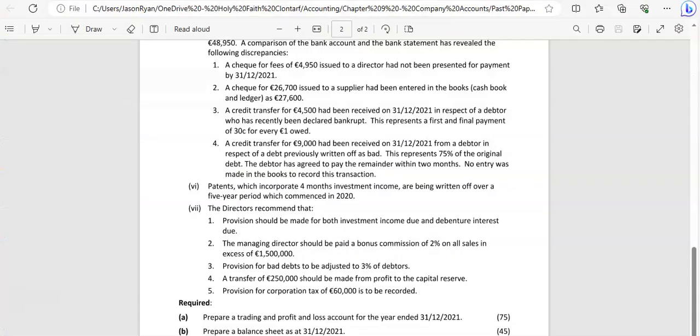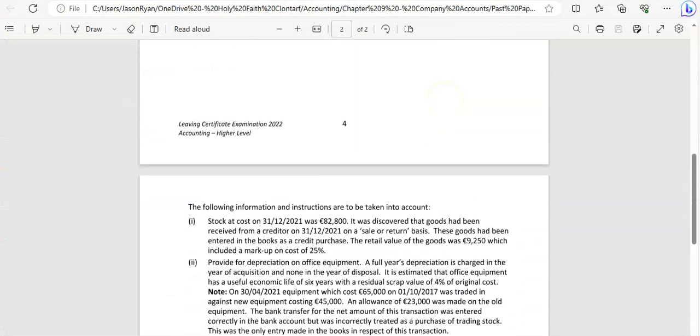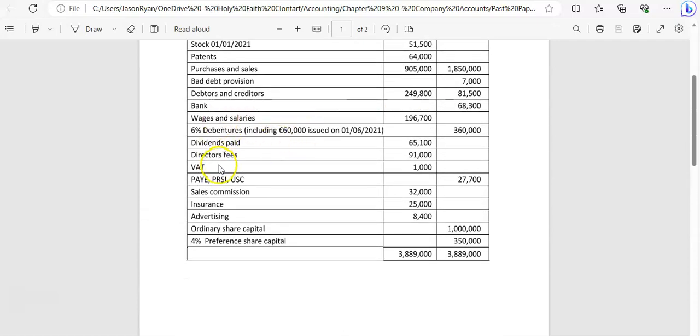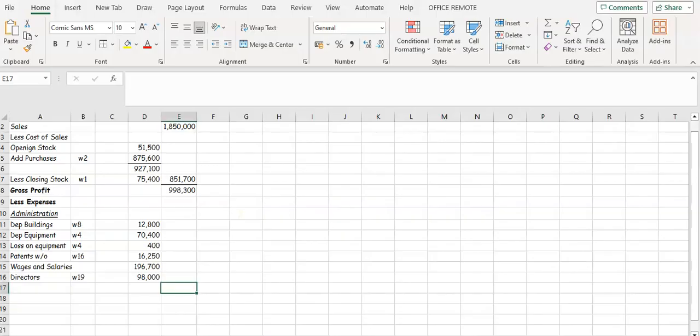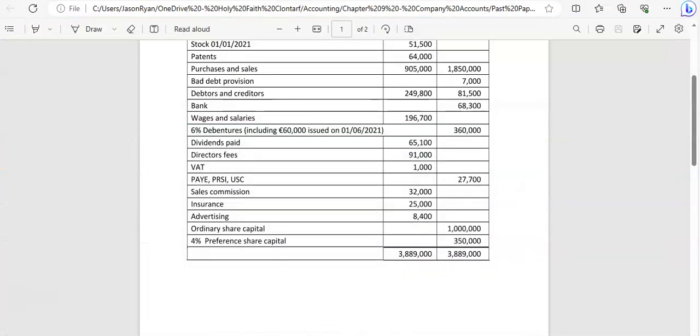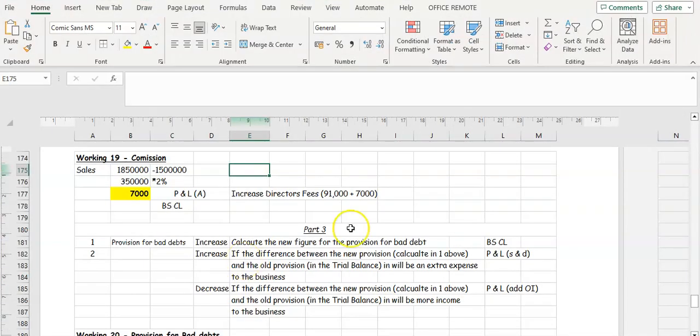So we keep working down through our balance sheet. So directors' fees, VAT is the balance sheet. PRSI is the balance sheet. Sales commission, selling and distribution. So insurance is going to be next. 25,000. So we got insurance, 25,000, and that's part of working. That's coming from the trial balance.